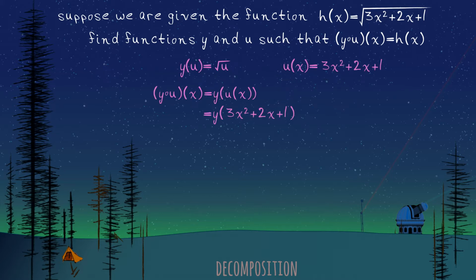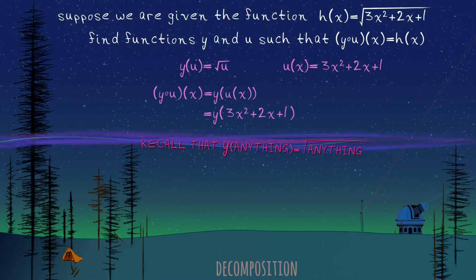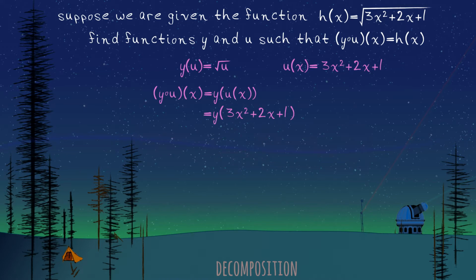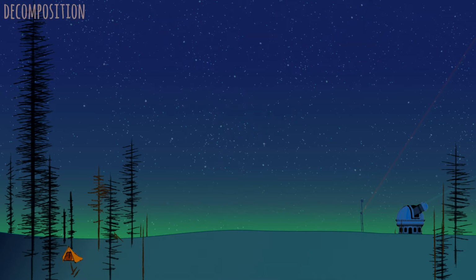So if we were to write this as a composition, y compose u of x, that's equal to y of u of x, which is y of 3x squared plus 2x plus 1. Remember that y of anything in this case is the square root of anything. So for us, y of 3x squared plus 2x plus 1 is the square root of 3x squared plus 2x plus 1, which is h. So this is decomposition. We're taking some large function and we're breaking it down into smaller functions.